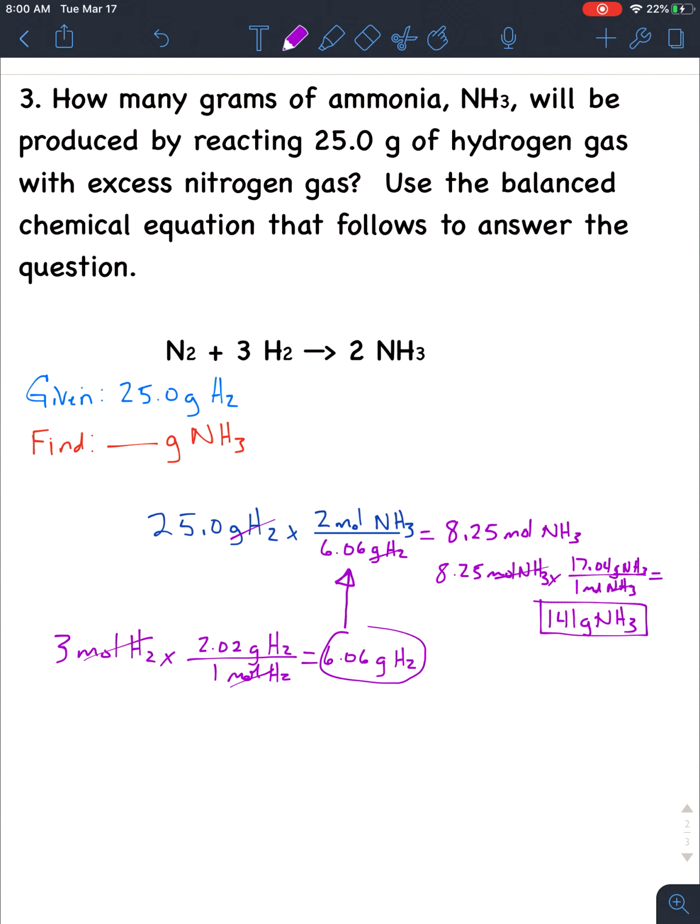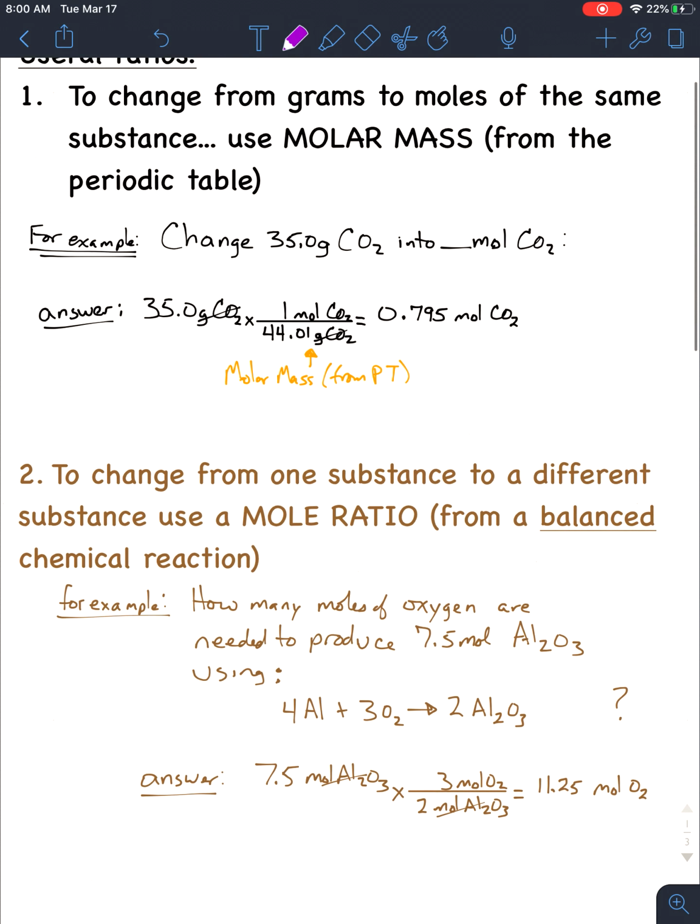Again, this is practice. For review, remember you always are going to go through your mole ratio. Everything else is just converting. Use the proper ratio. The 2 ratios you have available are molar mass and mole ratio.